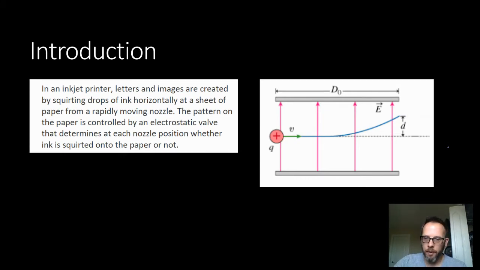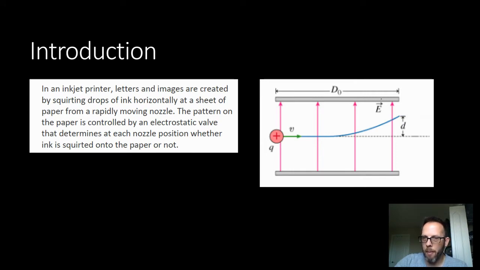Saying this in a simplified way, an inkjet printer creates images or letters or characters by squirting drops of ink from a nozzle that's moving rapidly back and forth. The pattern is controlled by a valve that determines, when the nozzle is in a certain position, whether the ink is squirted or not. And the ink can be squirted at an angle or a deflection depending on what the charge on the parallel plate is that it's fired through. So here's what I mean by that.